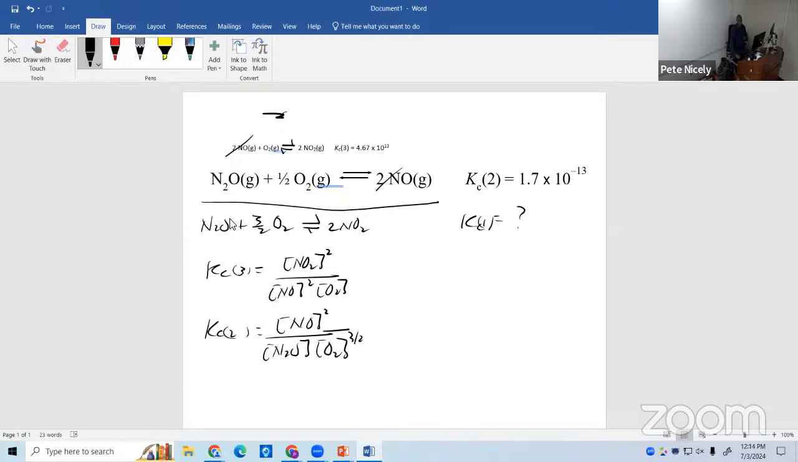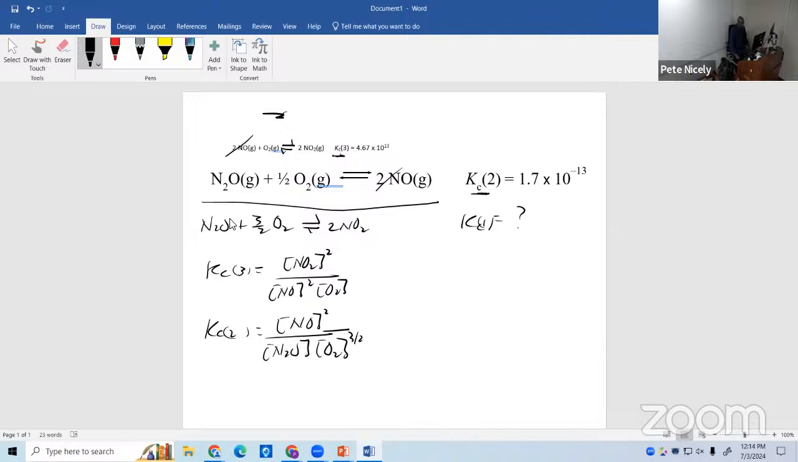Isn't there going to be a 1/2 exponent for that 1/2 oxygen in that equation? You mean here? This is half and this is one. So when you add them up, you're going to get 1.5, which is 3/2. Which one is KC2 and which one is KC3? This is KC3 here, and this is KC2. I'm going to show you how we get KC1, all right?